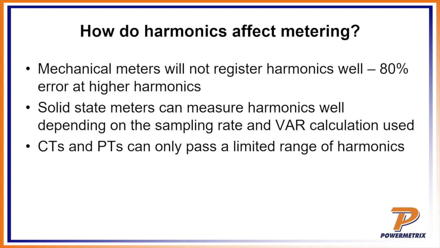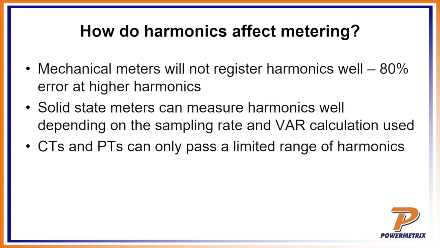All right, so getting toward the end now, let's talk about really what matters to us. How do harmonics affect metering? Well, back in the olden days of electromechanical meters, they didn't meter harmonics well at all. An electromechanical meter was really designed to measure the fundamental frequency of 60 hertz. What we saw was that by the time you got up to probably the fifth or seventh harmonic, you were losing 80% of that energy. It was still measuring the fundamental energy, but the energy content of the higher harmonics was being lost.